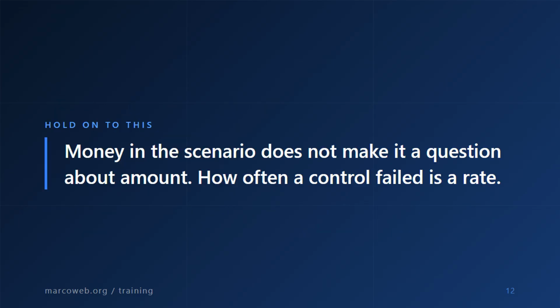The second error is choosing variable sampling for a controls question because money is involved. The presence of a monetary amount in the scenario does not make the question about amount. If you are asking how often a control failed, that is a rate, and it is attribute sampling regardless of what the transactions are worth. So carry both away. Judgmental means no projection, and money does not turn a rate question into an amount question.